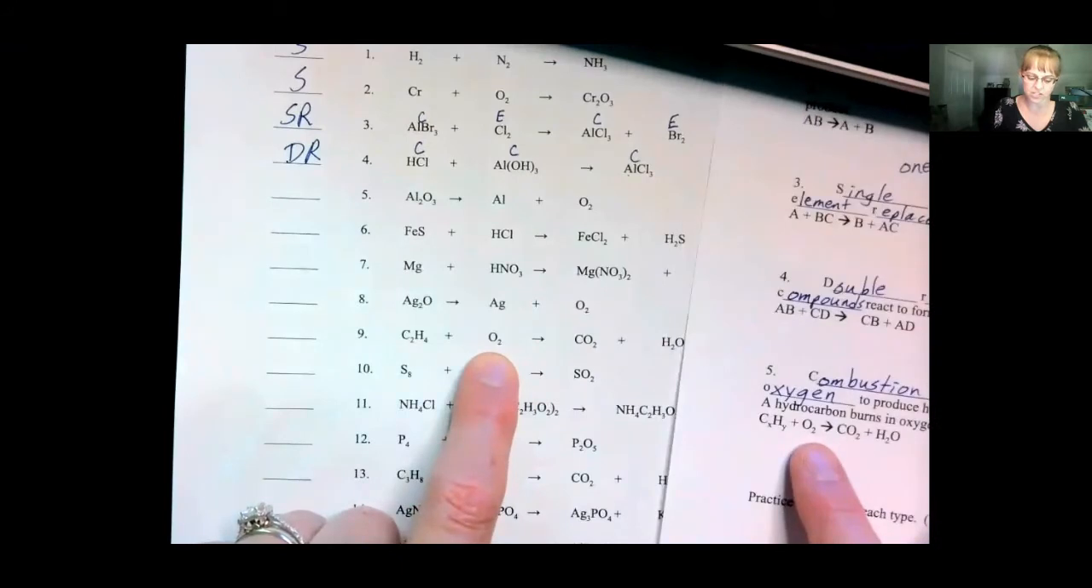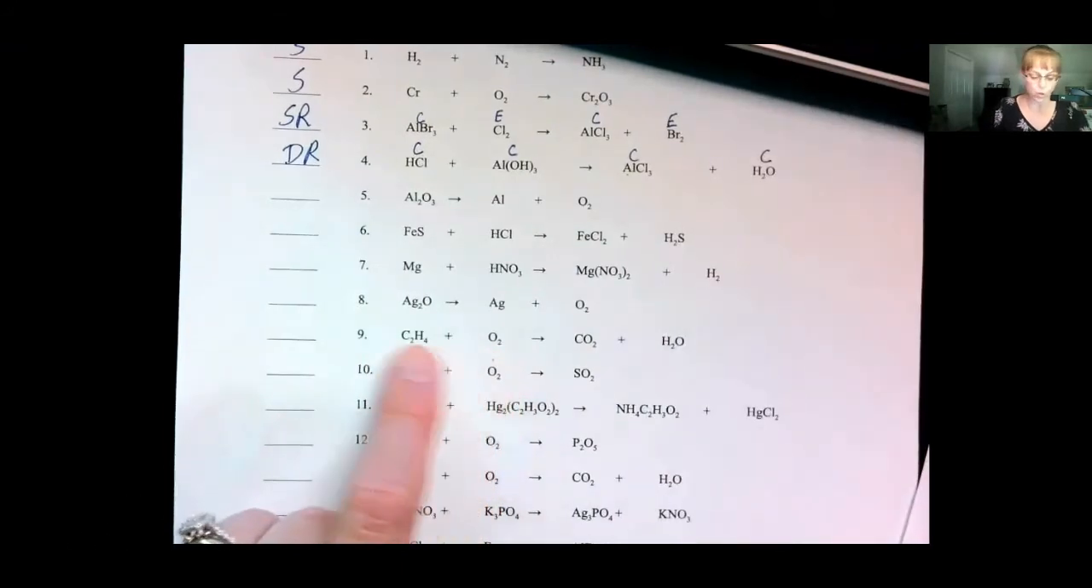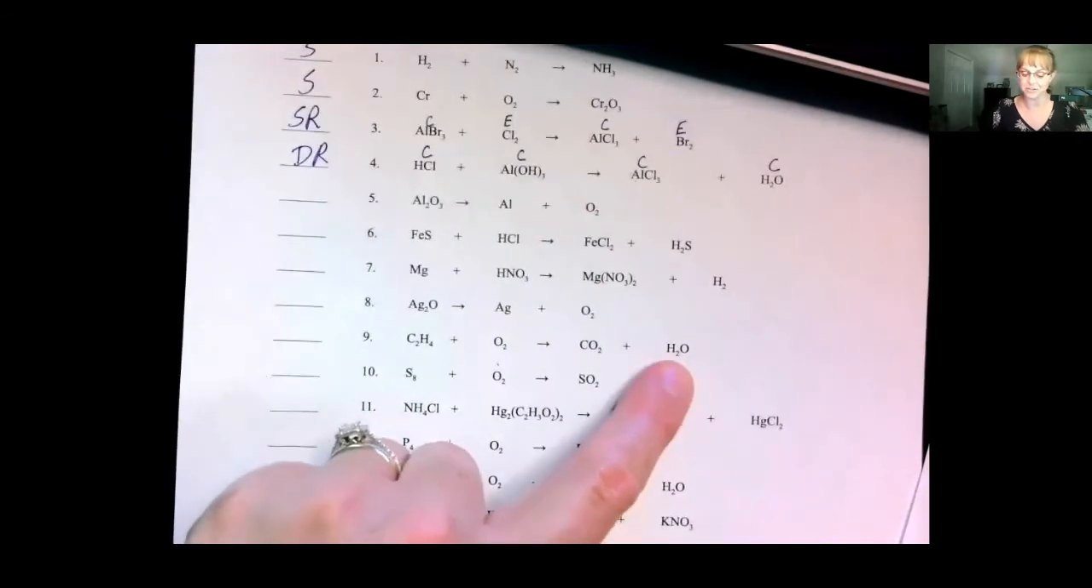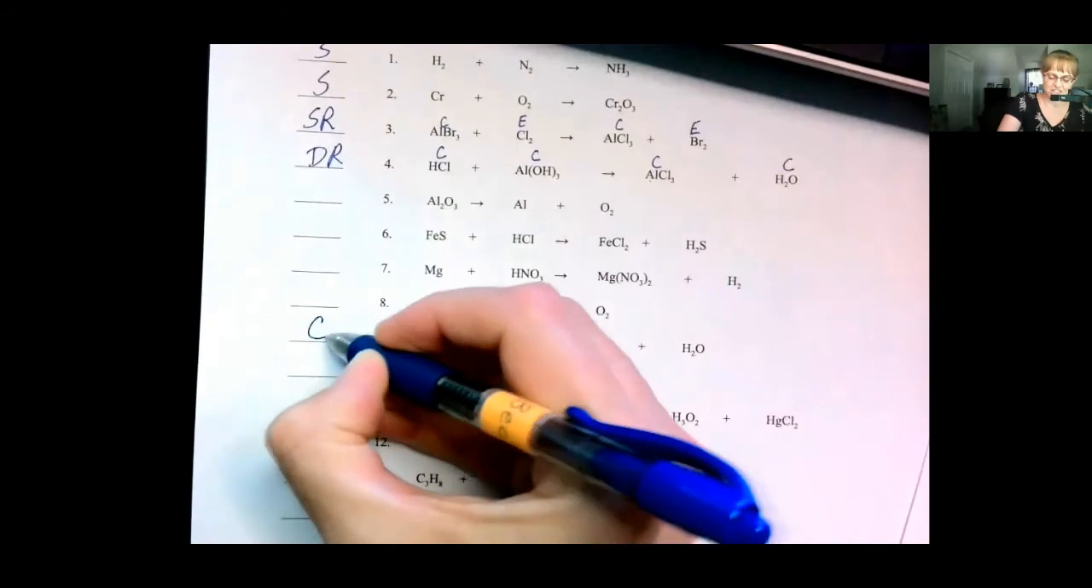Ooh, here's an oxygen. Let's see. All right, so we have it reacting. Ooh, we have a hydrocarbon, something with carbon and hydrogen. We have oxygen. And look, it made CO2 and H2O. Yes, this is a combustion reaction.